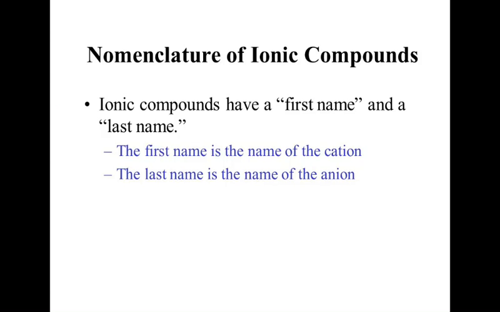Before I turn you loose for part 1, not only do you need to crisscross and make the neutral formula unit, but you need to be able to name the thing. And just like it's written cation and anion, so also you name it cation and anion. So it's kind of nice. First name, last name.